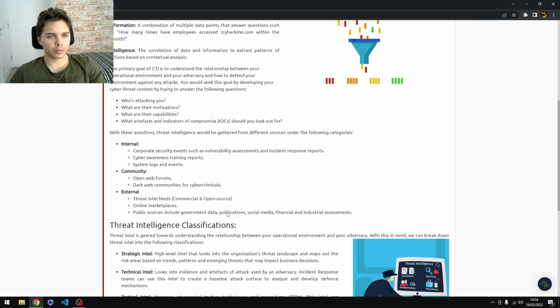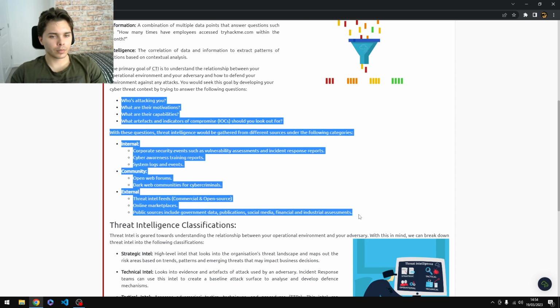The primary goal of CTI is to understand the relationship between your operational environment and your adversary and how to defend your environment against any attacks. You would seek this goal by developing your cyber threat context by trying to answer the following questions. Who's attacking you? What are their motivations? What are their capabilities? What artifacts and indicators of compromise, IOCs, should you look out for?